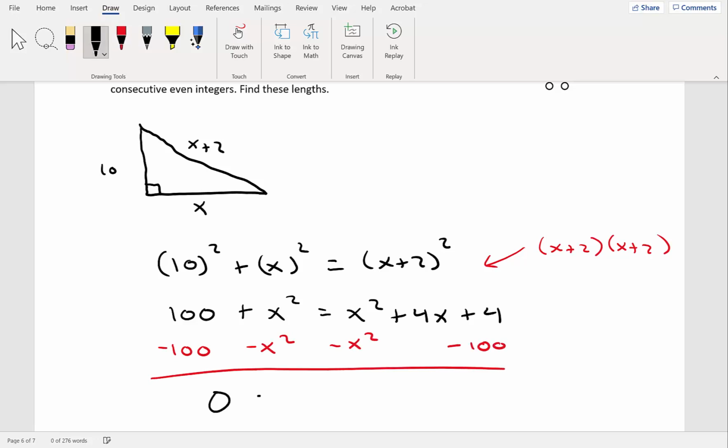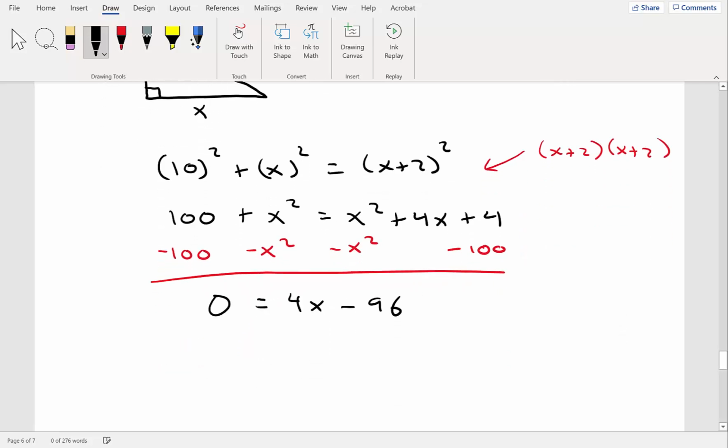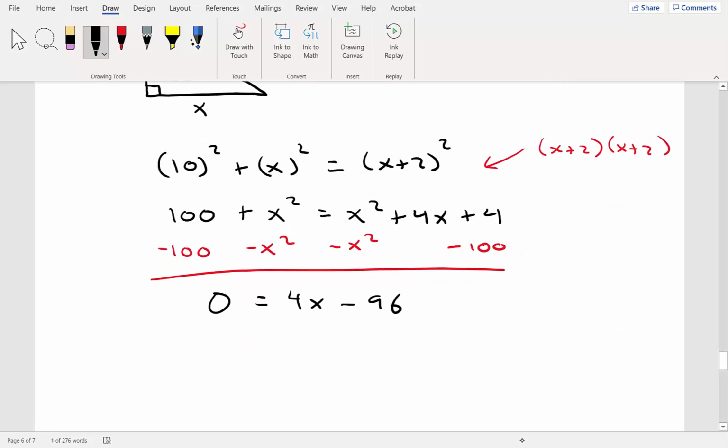So I get 0 is equal to, now my x squareds cancel out. I get 0 is equal to 4x, and I have minus 96. So now we don't have an x squared here. I just have this linear equation. It's no longer a quadratic.